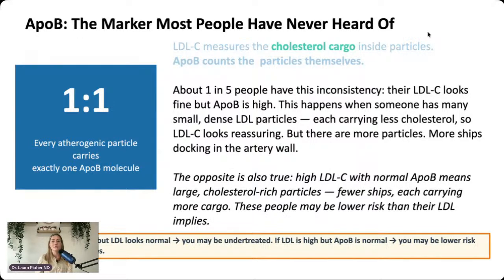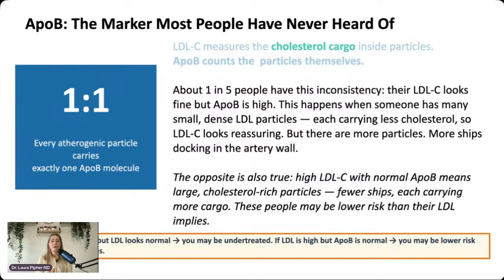This is something that you probably have not seen on your panel. The marker most people have not heard of. Unfortunately, this is not something that is on a standard panel here in Ontario. You actually have to ask your doctor for that. When we look at LDL versus ApoB, LDL measures the cholesterol cargo inside the particles. ApoB counts the particles.